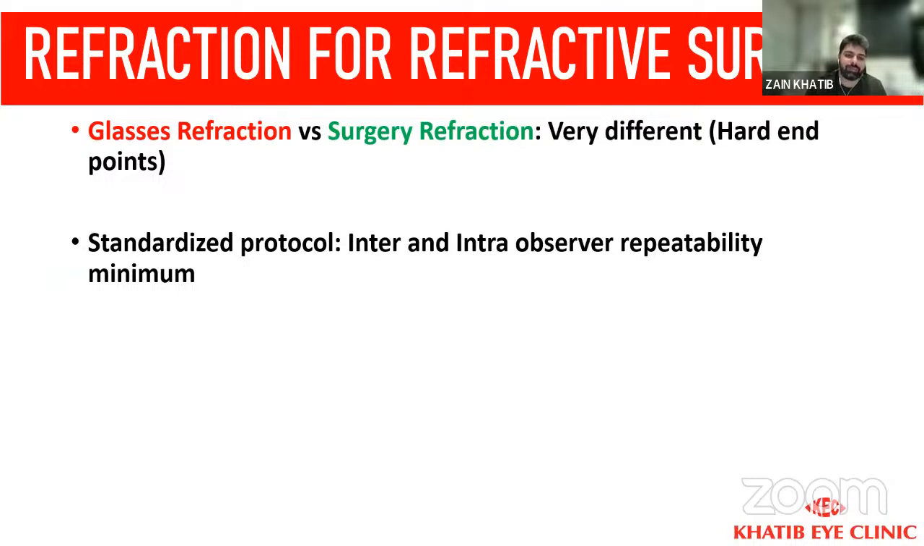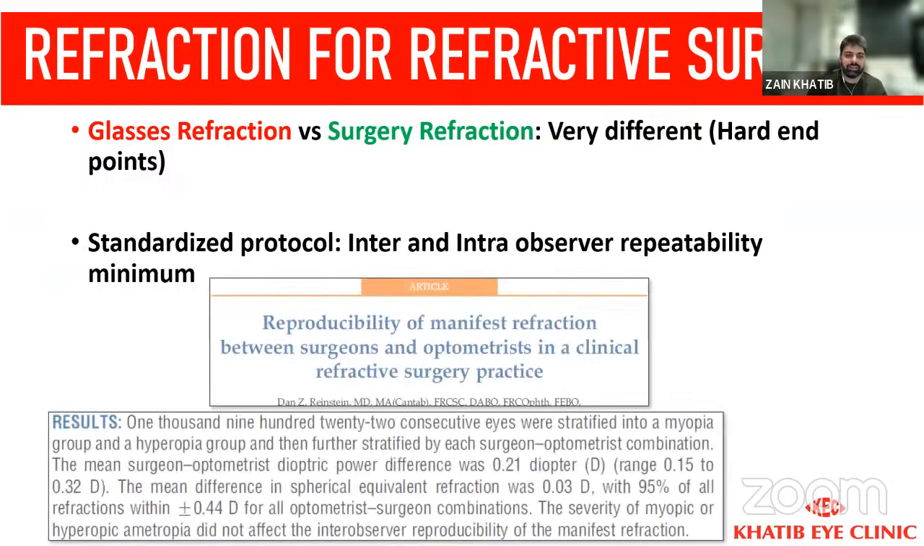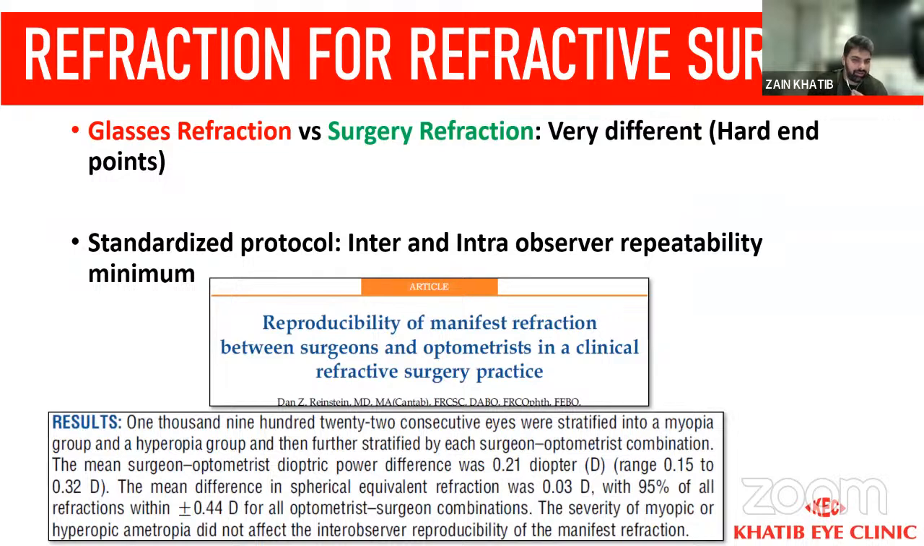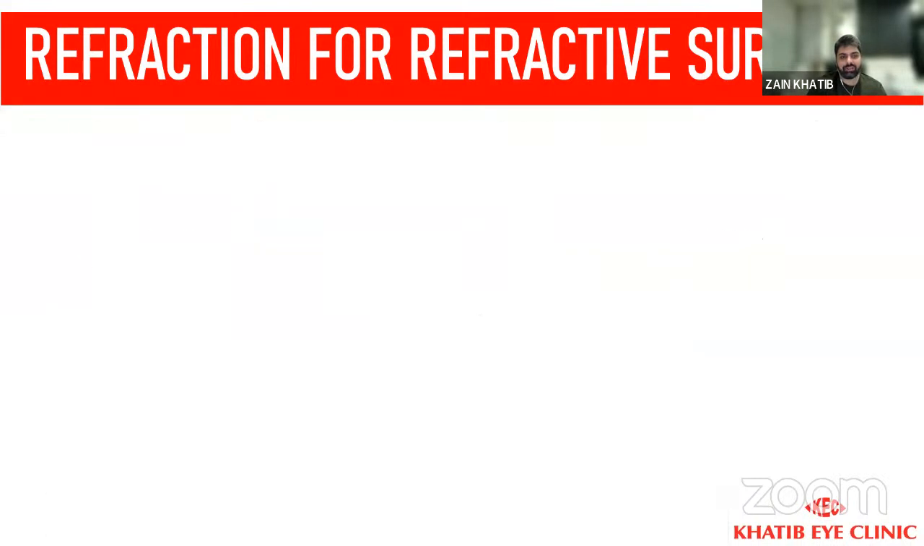We should have a standardized protocol. When I say standardized protocol, it means that if you repeat it five or six times over the course of the next few months, it should always come out the same. I know it is difficult, but if you have a specific way of doing it, you should be able to achieve it. A study conducted by Dr. Dan Reinstein showed that almost 95% of all refractions among all optometrists and doctors at their hospital were within 0.4 diopters, which is quite high. You need to achieve something like this when you are practicing refraction for refractive surgery.